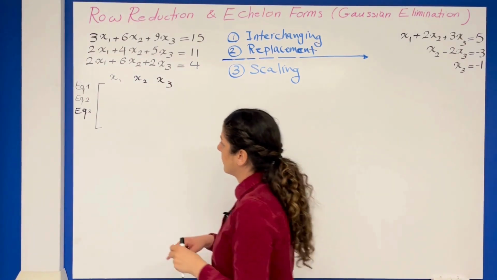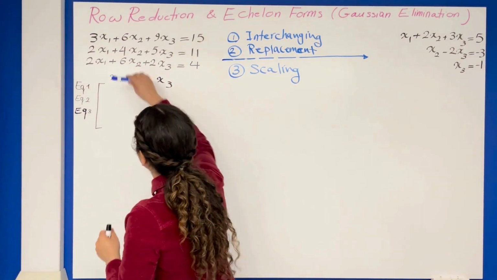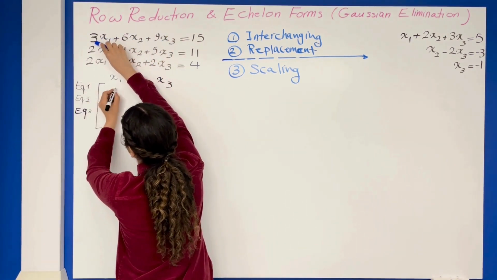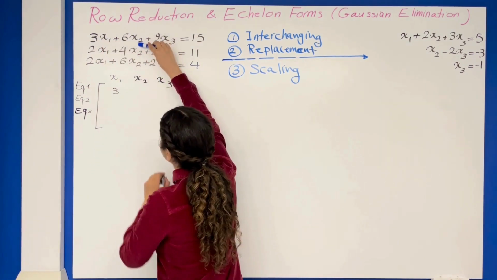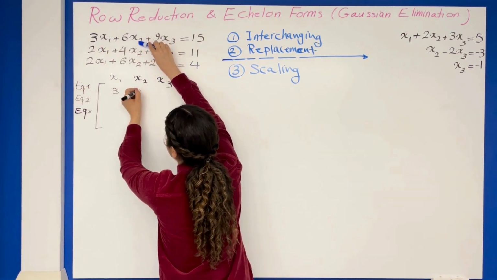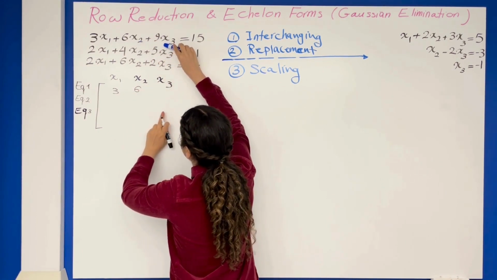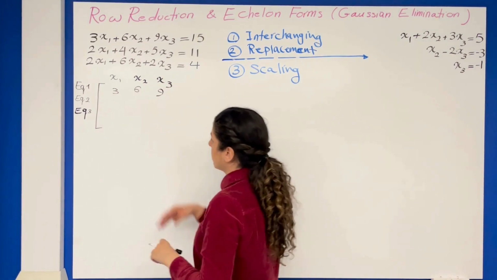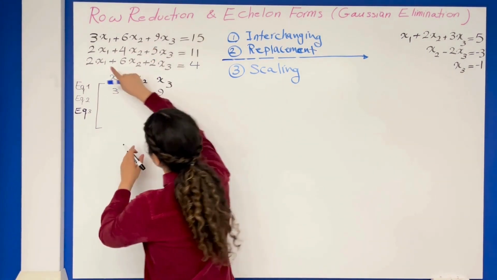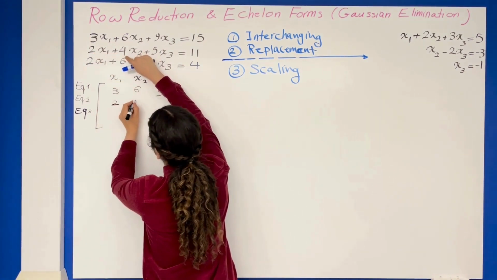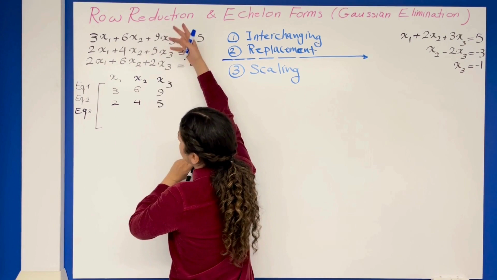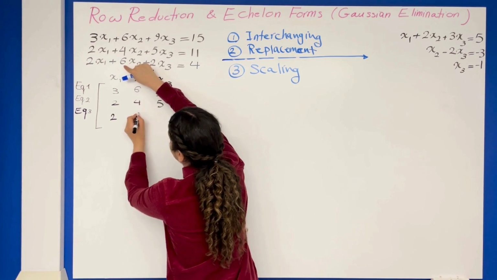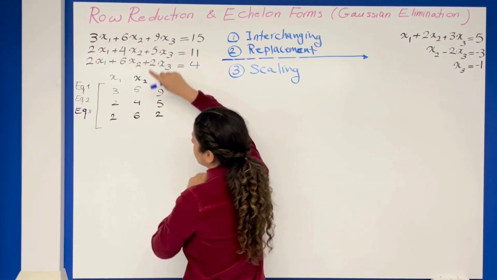All right, let's write down the first row. Look at the first equation. The coefficient of x1 in the first equation is 3, so I put 3 here. The coefficient of x2 in equation 1 is 6, I put 6 here. And the coefficient of x3 in the first equation is 9. So this forms the first row. You repeat the step for the other equations. So put the coefficient 2 here, 4 here, 5 here, and then look at the last equation: the coefficient of x1, the coefficient of x2, and then the coefficient of x3.